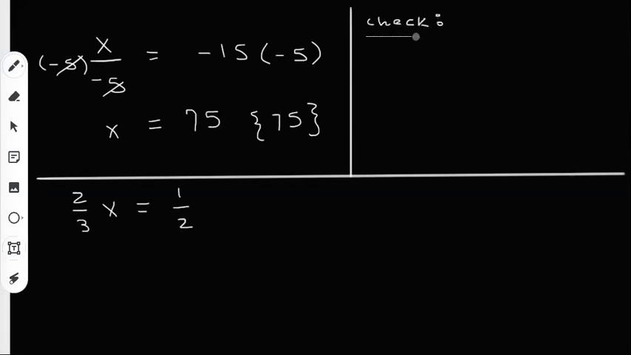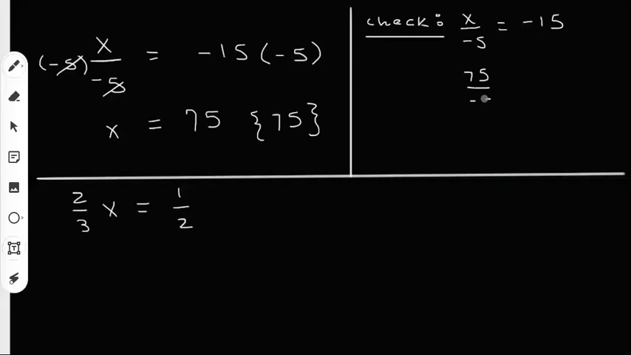Okay, let's check our answer. What I'm going to do is start off with my original equation. And my original was x divided by -5 equals -15. So I start off with my original. And then I'm going to try my solution that I got. I'm going to let x be 75 everywhere I see an x, because I want to test out this number in my solution set. I'm going to replace x with a 75, but keep everything else the same.